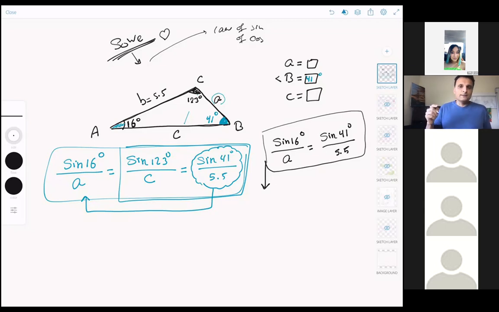So we don't want to plug this into the calculator. It doesn't make sense. We need to cross multiply. I'm going to multiply these two, which will be 5.5 sine of 16 equals A sine of 41 degrees. Then I'm going to divide by sine of 41 degrees.